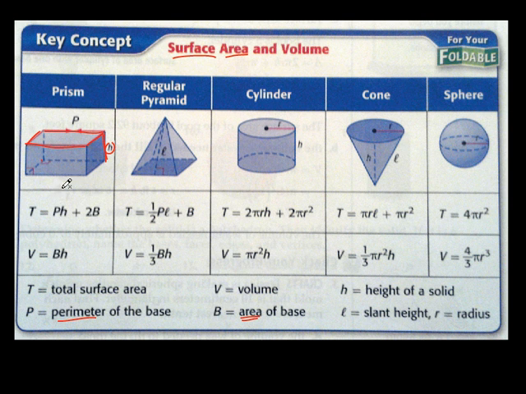All right, so P is the distance around, so the perimeter of the top or the bottom. H is the height, how tall it is. 2B, B represents the area. Now, area of a rectangle is length times width. We've talked about that earlier. So we would go length times width. You multiply it by 2 because there's a top and a bottom, and now you've got the total surface area.